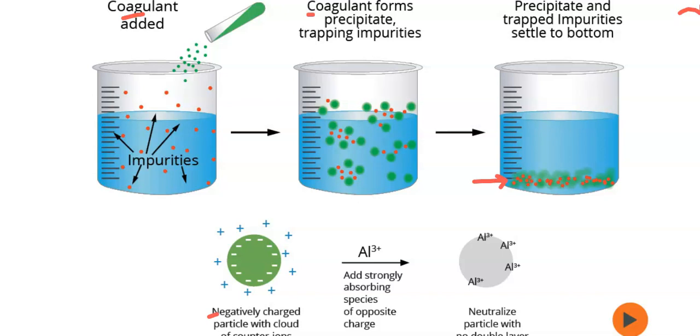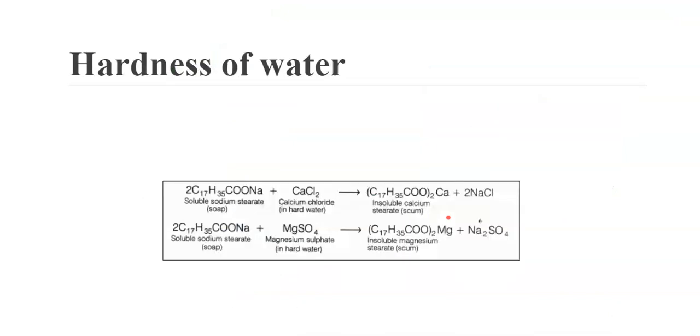So the impurities would be there at the bottom part. This is called the process of purifying water by adding coagulant. This method is used for colloidal impurities.